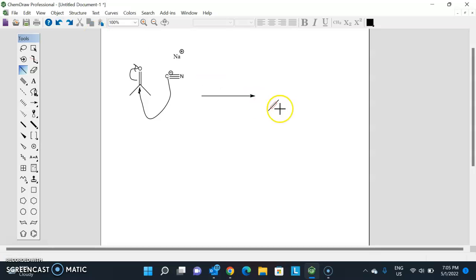Oh my goodness, I hate ChemDraw. One second. So this will be our C, and this will be our O, and our O will have a negative charge since it gained electrons.